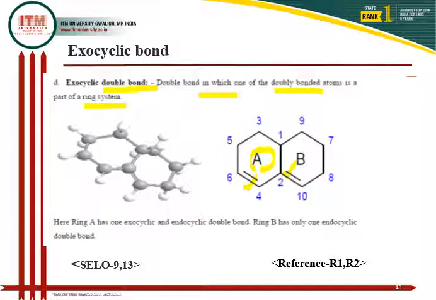But is the exocyclic bond there or not? This is endocyclic for B. But does B have exocyclic or not? B does not have exocyclic because, just see here, the attachment is from side A, attached to the ring A. But from the side B, there is no attachment. It is far away. Okay. So this is not to be treated as an exocyclic bond from B. So B has only one endocyclic, not an exocyclic bond. So you can understand which bond is to be treated as exocyclic. Because if the compound possesses an exocyclic bond, we have to add the value to the base value.